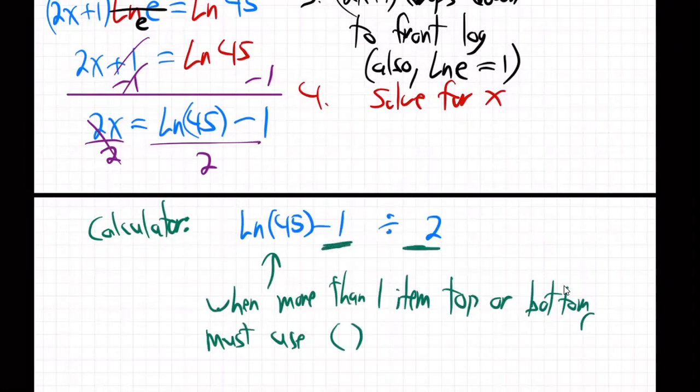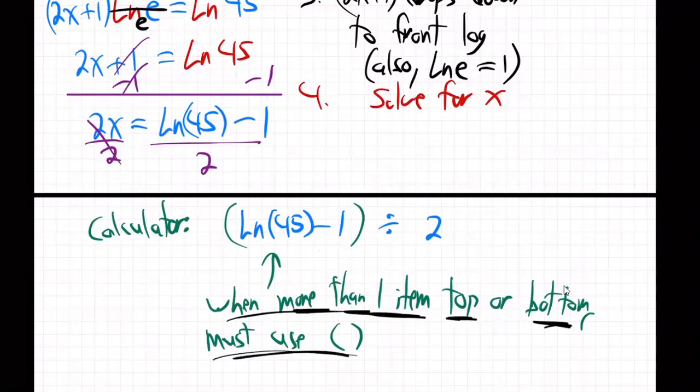Why? Well, because if you don't put these parentheses on right here, then the calculator will only go 1 divided by 2. It won't know that you want the whole ln 45 minus 1, that whole thing divided by 2. If you just type it in without parentheses, it'll only divide the minus 1 by the 2, and the ln 45 will never be divided by the 2. So you got to watch out for that. Whenever there's more than one item, top or bottom, you must use parentheses.